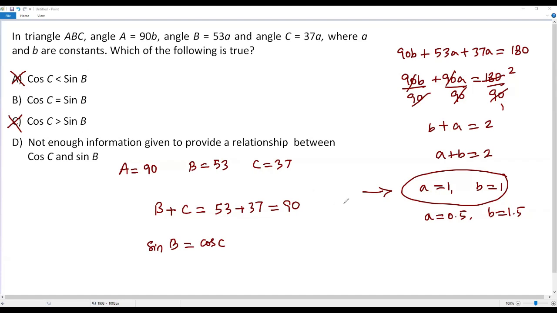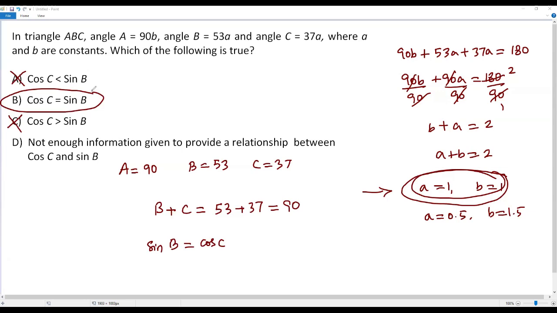Okay, here for this particular case, A equals 1 and B equals 1, cosine C equals sin B, the same stuff we have over here. So can I decide that B is true? No, I cannot decide that B is true, because only for this particular case, A equals 1 and B equals 1, the statement we have in answer choice B is true.